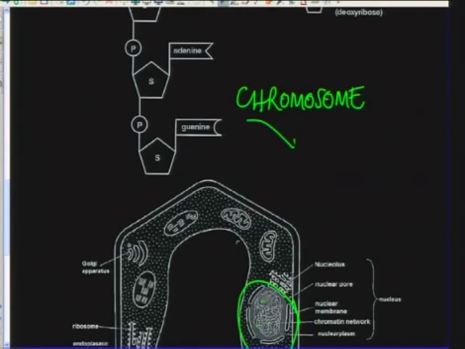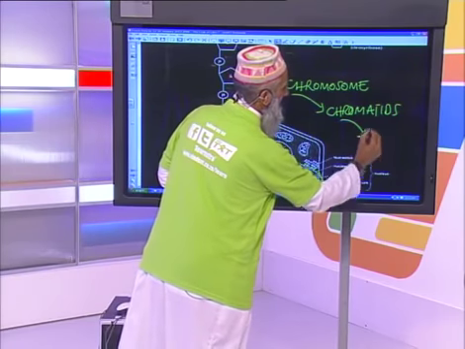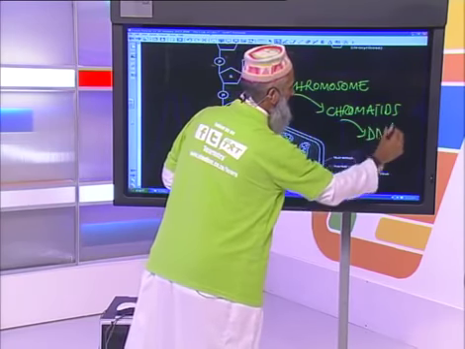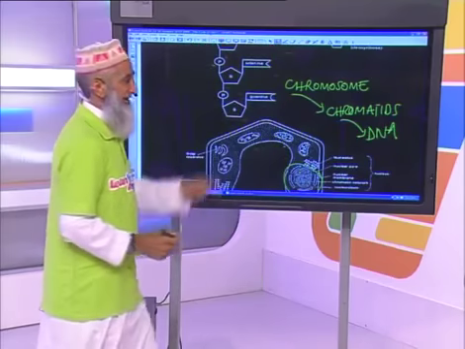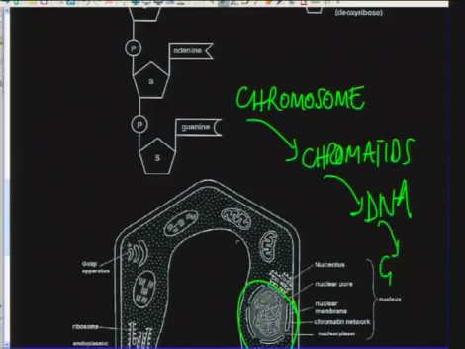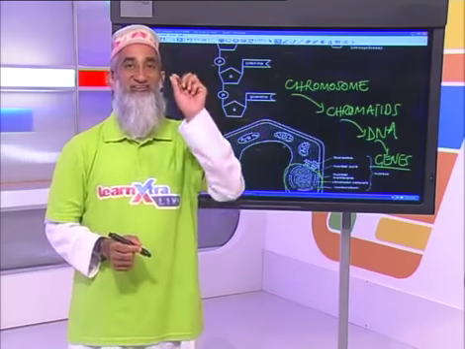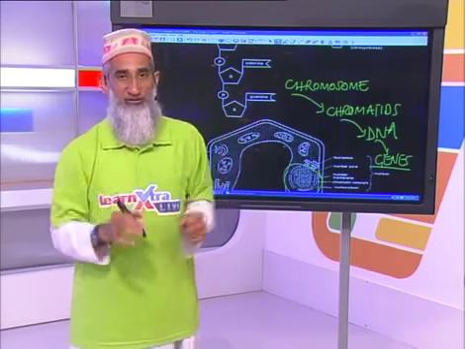is made up of 2 strands called chromatids. And each chromatid, in turn, is made up of large strands of DNA. And each DNA is made up of smaller units called genes. And it is these genes that we started this topic with. These are the genes that determine what you look like.